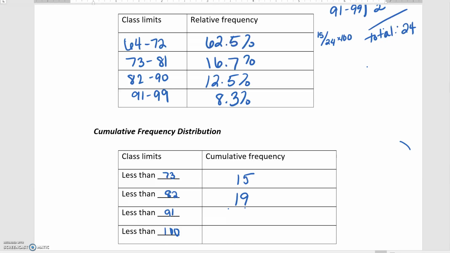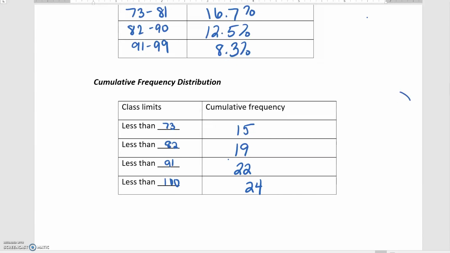Any of them less than 91 would be all of them in the first three categories, so we would add the 15 plus 4 plus 3 gives us 22. And your last number will always be how many there are in the data set if you add all of them, and that was 24. So that's how we make a cumulative frequency distribution. So we learned a regular frequency distribution, the relative frequency distribution, and the cumulative frequency distribution.